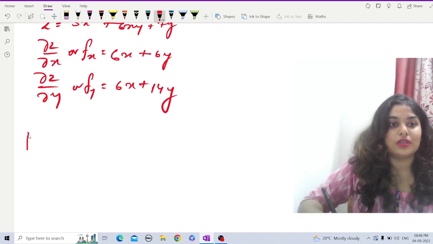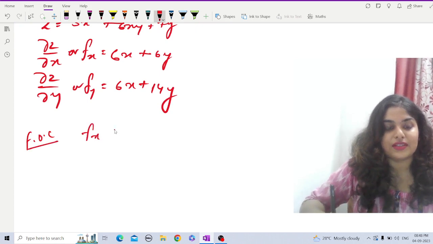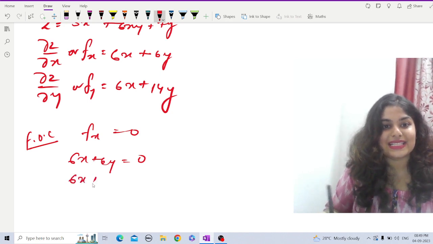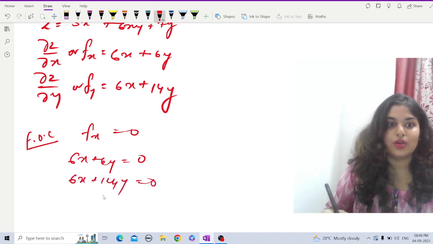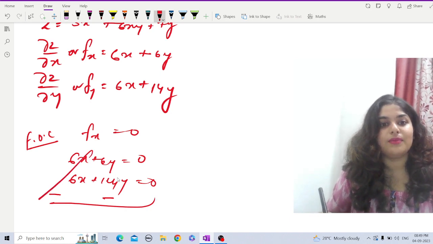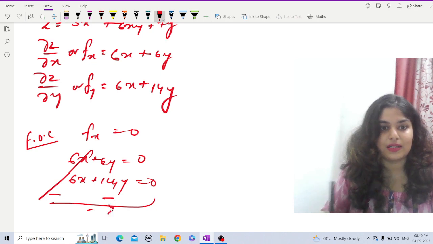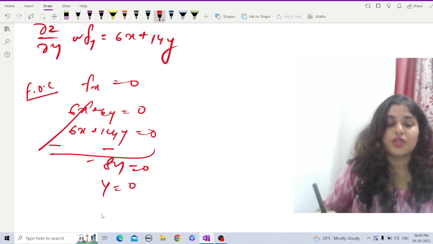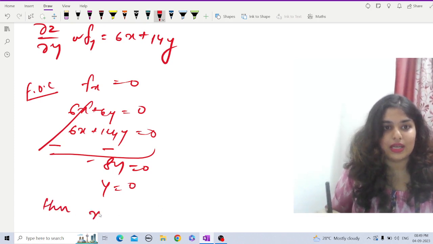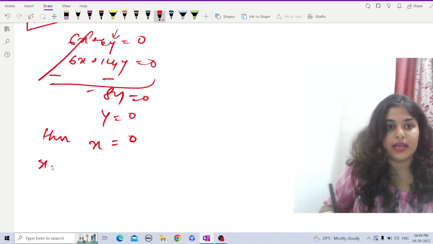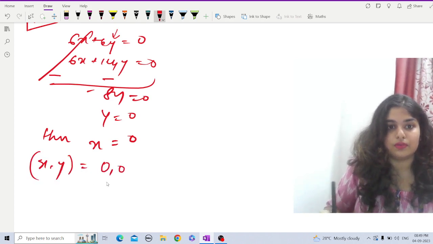Okay. So for the first order condition, I have fx equal to 0. So that is 6x plus 6y equal to 0, and 6x plus 14y equal to 0. Let us subtract. So 6x gets cancelled. So 6y minus 14y, right? That is minus 8y equal to 0. So technically y is equal to 0. If y is equal to 0, then x is how much? If you put y equal to 0 here, then x is also equal to 0. So we have our stationary point here as x comma y equal to 0, 0.